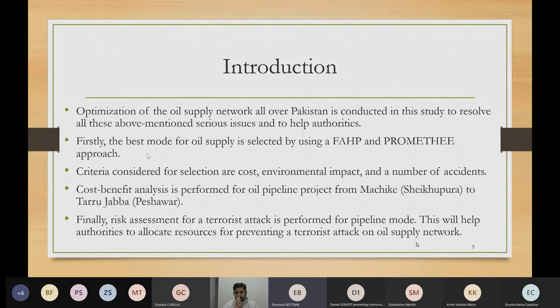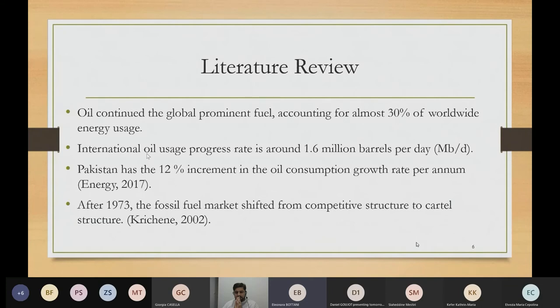We conducted the cost-benefit analysis, and we proposed a pipeline project for the Pakistan oil and gas industry: if they construct a pipeline from Sheikhupura to Peshawar, which is in the northwest province of Pakistan, closely related to the border of Afghanistan, this will be the most feasible one. We have already conducted a feasibility analysis and formulated a policy for the government officials. So this is the literature review.